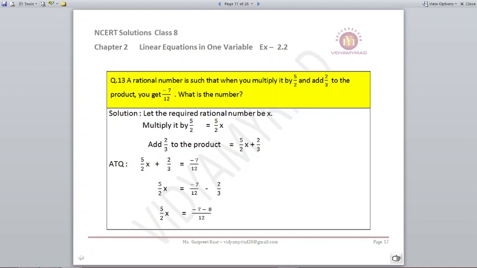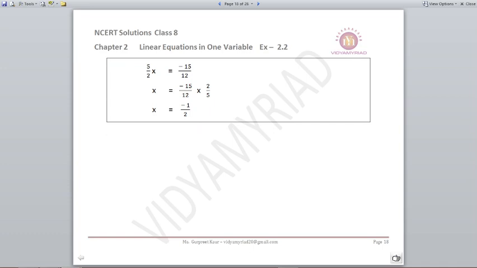So according to the question, our equation is 5 upon 2 x plus 2 upon 3 is equal to minus 7 upon 12. Now solve the equation. Keep 5 upon 2 x on the left hand side and take 2 upon 3 to the right hand side. Sign will change. It will become minus 2 upon 3. Like that, you will find the value of x as minus 1 upon 2. So the required number is minus 1 upon 2. Please take care of the minus sign here.